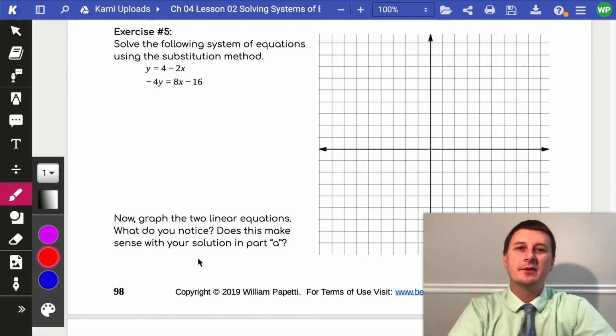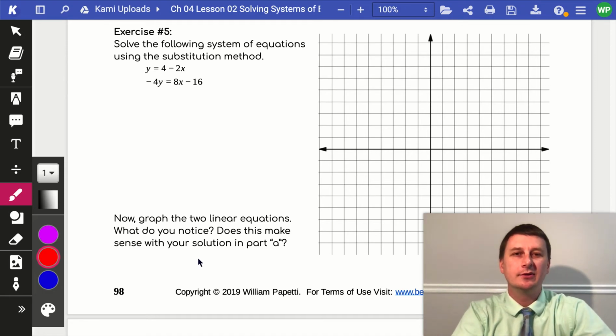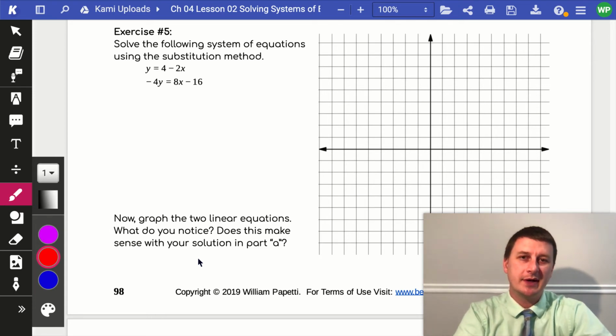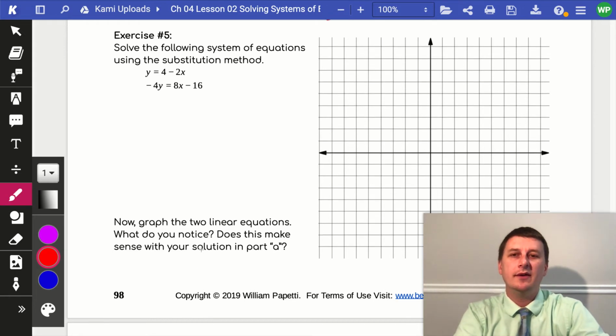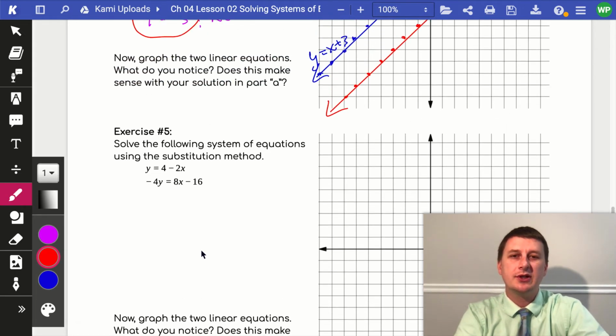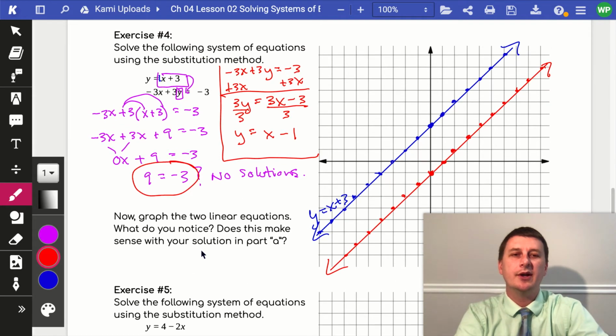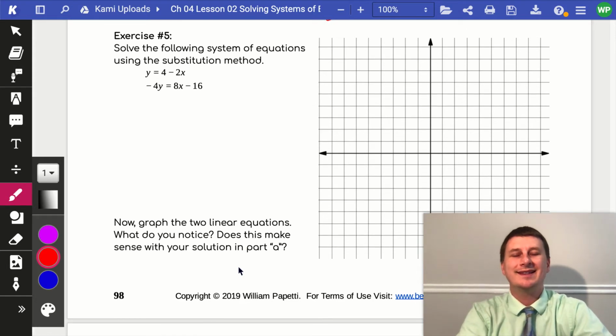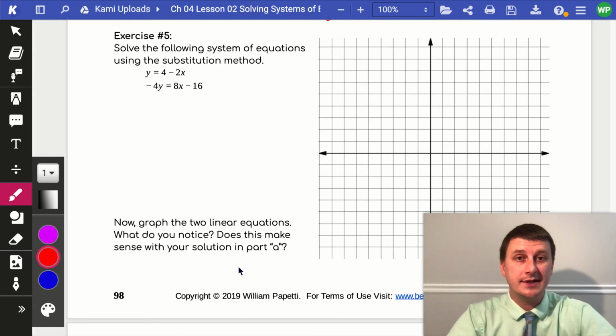Hi there, and welcome to another Papetti Math YouTube video tutorial where we're going to be finishing up our study of solving systems of equations by substitution with exercise number 5 right here, where if you recall in exercise number 4, we just looked at a scenario where there were no solutions. And the graph of a no solutions system of equations would be two parallel lines because those two lines would never intersect. So let's go ahead and see where exercise number 5 takes us, another unique solution that you might see in Algebra 1.